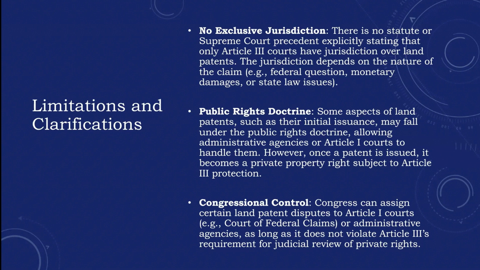Public rights doctrine. Some aspects of land patents, such as their initial issuance, may fall under the public rights doctrine, allowing administrative agencies or Article 1 courts to handle them. However, once a patent is issued, it becomes a private property right subject to Article 3 protection. Congress can assign certain land patent disputes to Article 1 courts or administrative agencies, as long as it does not violate Article 3's requirement for judicial review of private property rights.